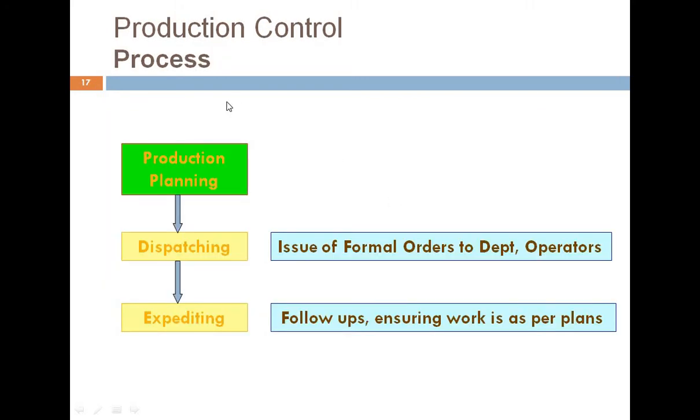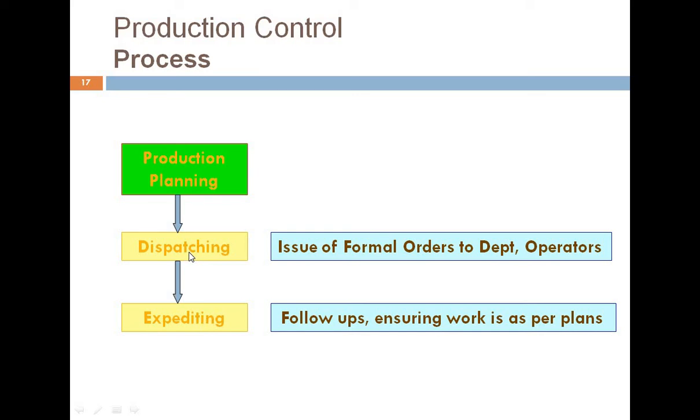Again, diagrammatically, I am trying to explain what we mean by production control. Production planning we have completed, which means all four steps are completed till here. And then, as and when production planning gets over, we'll continue with dispatching, and the last step is follow-up or expediting.